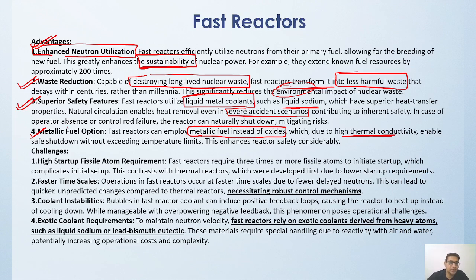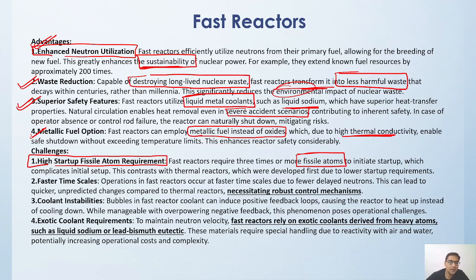But there are certain challenges. If we are going for a fast breeder reactor, we require a high startup fissile atom requirement. During the starting, we have to provide this fast reactor with 3 times more fissile atoms, so that these neutrons get enough atoms to fission in order to do the initial startup. In the thermal reactor we had low startup requirements, because of small neutrons and small atoms we start the reactor. But here, in order to work properly, in the starting we need more fissile atoms.